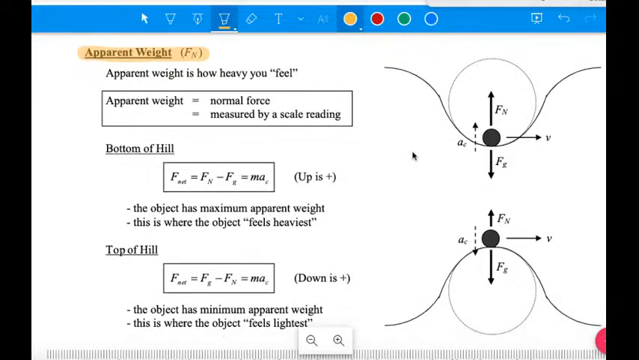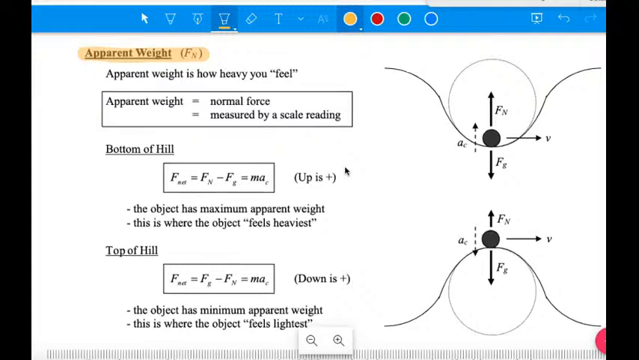Here, things get a little bit different working with our uniform circular motions. Don't think of these as our elevators. This is a totally new concept. So apparent weight is our normal force measured by the scale reading. If you imagine you put a scale right under there, it's going to be the reading on that scale or the normal force for each of these different objects.